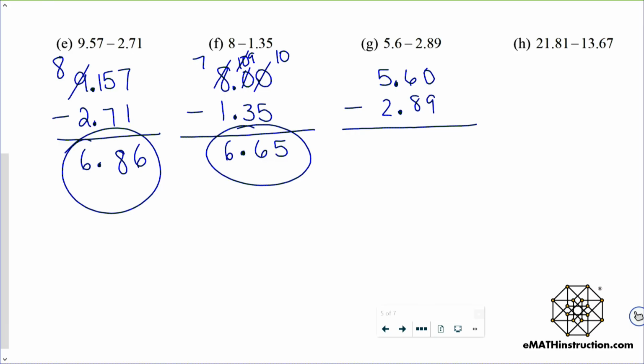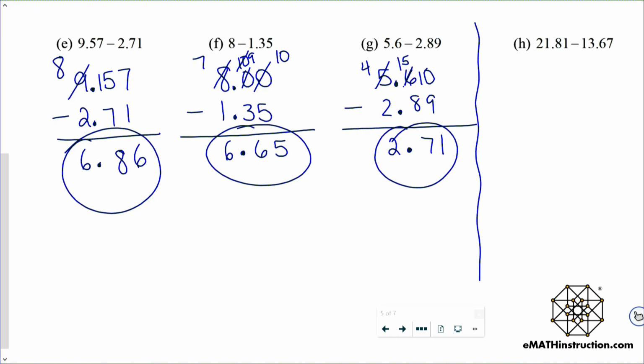Again, a lot of kind of obnoxious borrowing here. I'm going to have to borrow 1 from the 6, make it into a 5, make that into a 10. 10 minus 9 is 1. But then 5 minus 8 is problematic, right? So I'm going to have to borrow 1 there. 15 minus 8 is 7. And then 4 minus 2 is 2.